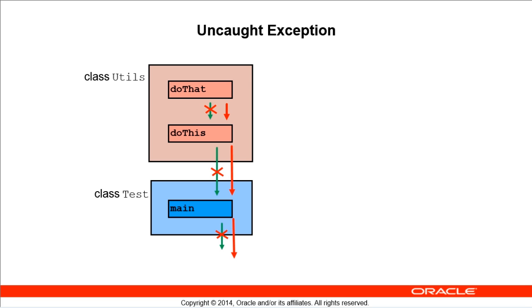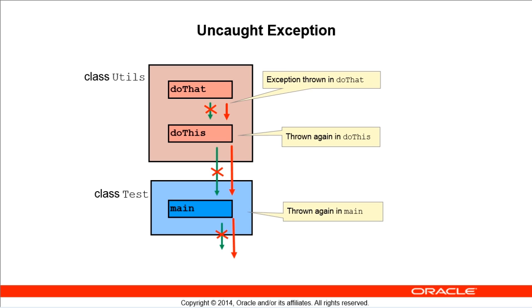caught. But what happens if none of the methods in the call stack have try-catch blocks? That situation is illustrated by this diagram. Because there are no try-catch blocks, the exception is thrown all the way up the call stack. But what does it mean to throw an exception from the main method?